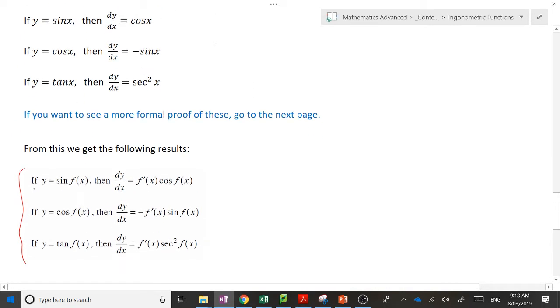So if we differentiate sine, we get cos. If we differentiate cos, we get negative sine. If we differentiate tan, we get sec squared. Okay?